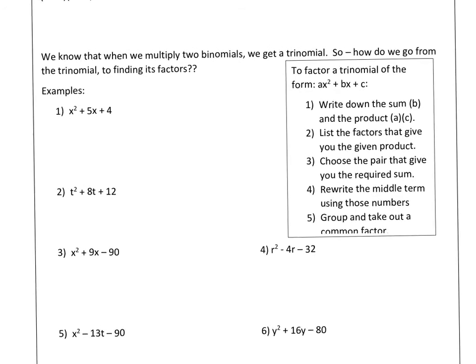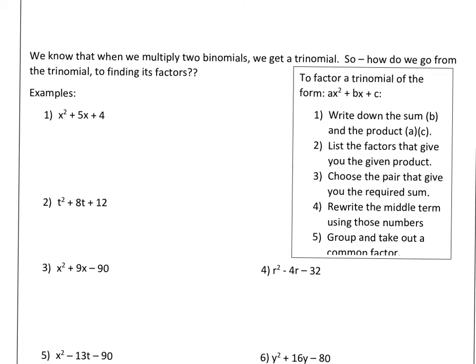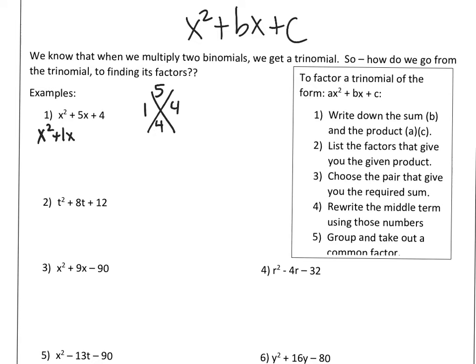All right, welcome to this lesson on factoring trinomials of the form x squared plus bx plus c. So we've already looked at factoring the tough ones. We're going to start by doing this exactly the same way as we started, okay? So we're going to take our sum, which is our b value. So in this case, it's 5. Our product is our a times our c, so it's 1 times 4, which is 4. So my numbers are 1 and 4. Okay, so I'm going to rewrite my middle term: x squared plus 1x plus 4x plus 4.